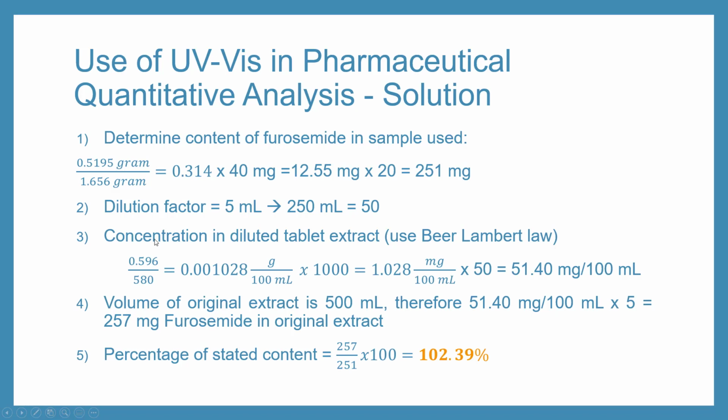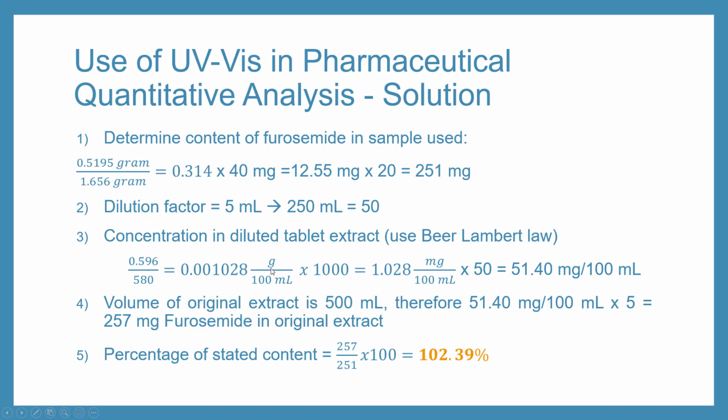We want to find out the concentration in our diluted tablet extract using our Beer-Lambert law. So we have an absorbance value and we have an A1% value. Okay, so we should know how to get a concentration using those two values, and we'll get them in grams per 100 mils. So we were told that in the lab at the end of the experiment the absorbance value was 0.596. We can divide that by our A1% value. So this is a calculation we did earlier on, and so we should be familiar with that. So based on that, we'd be told then that we'd have 0.001028 grams per 100 mils.